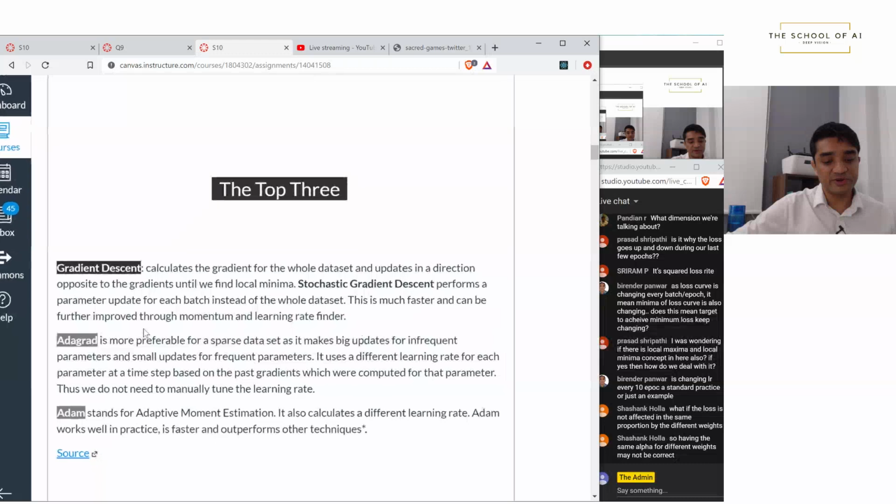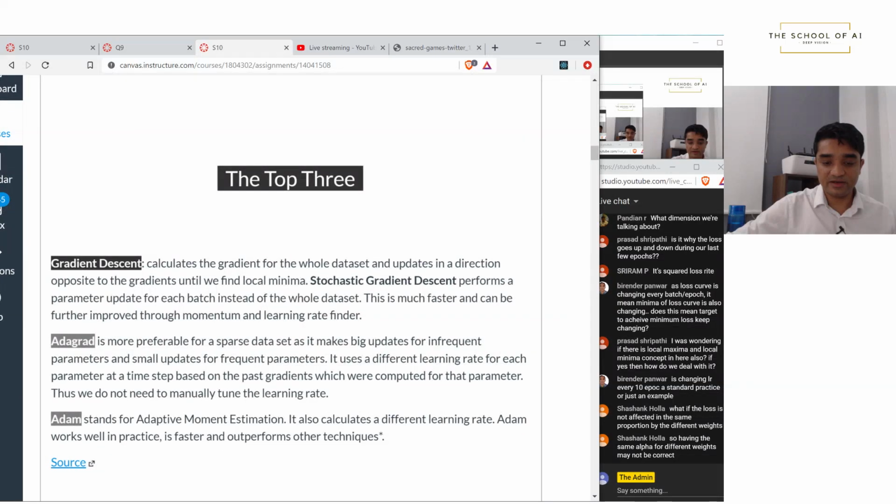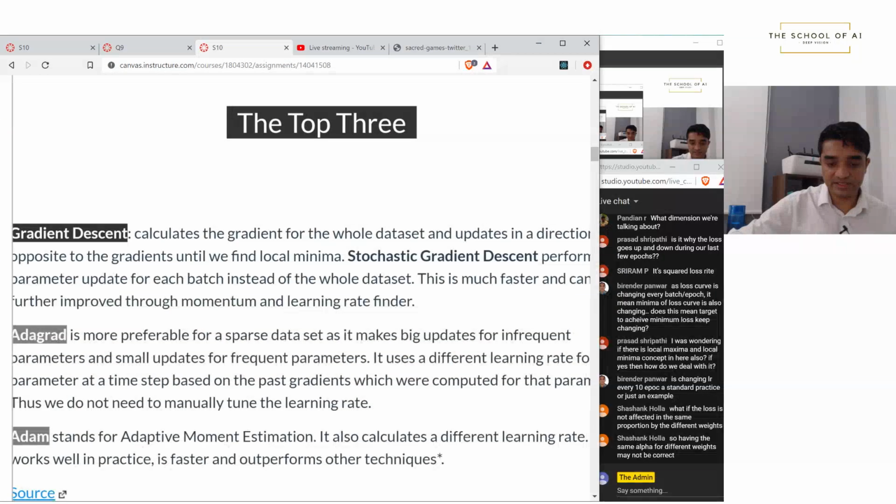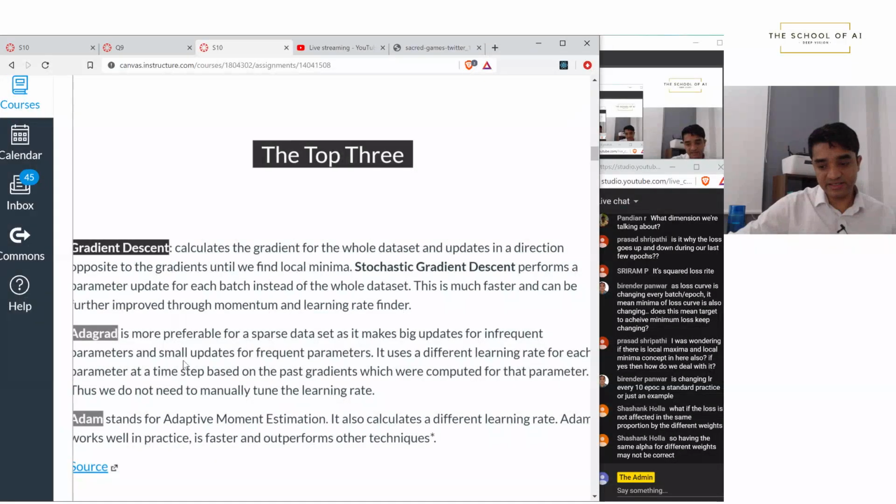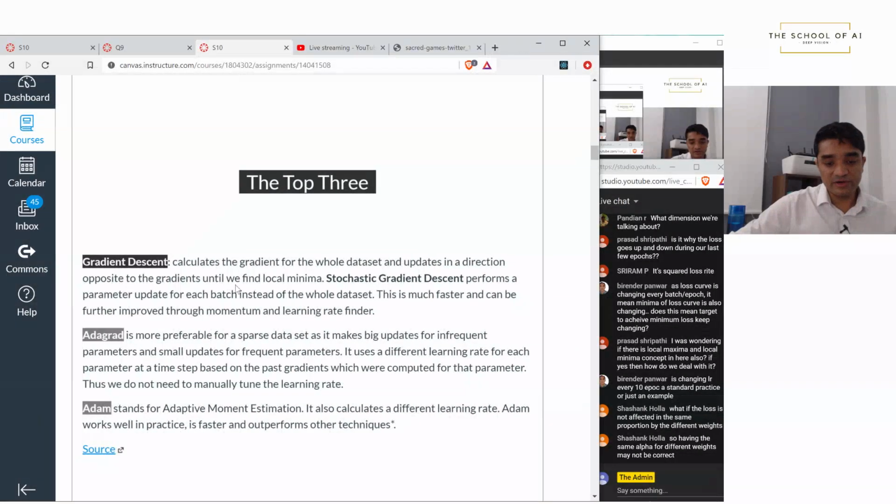Okay, so the top three. These are the top three you need to look at, and that's all. Why are we going to look at these top three? We're going to discuss that. So we have gradient descent, which is something you are using right now. Gradient descent calculates the gradient for the whole data set and updates in the direction opposite to the gradient until we find the local minimum, right? So gradient descent is actually what we want.